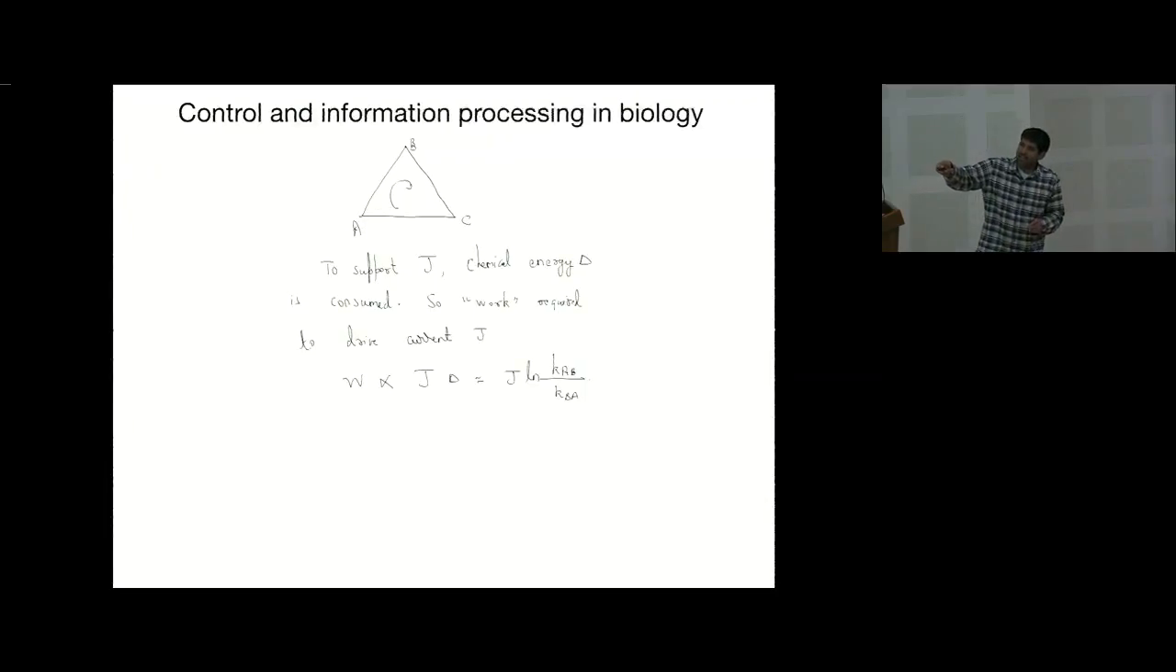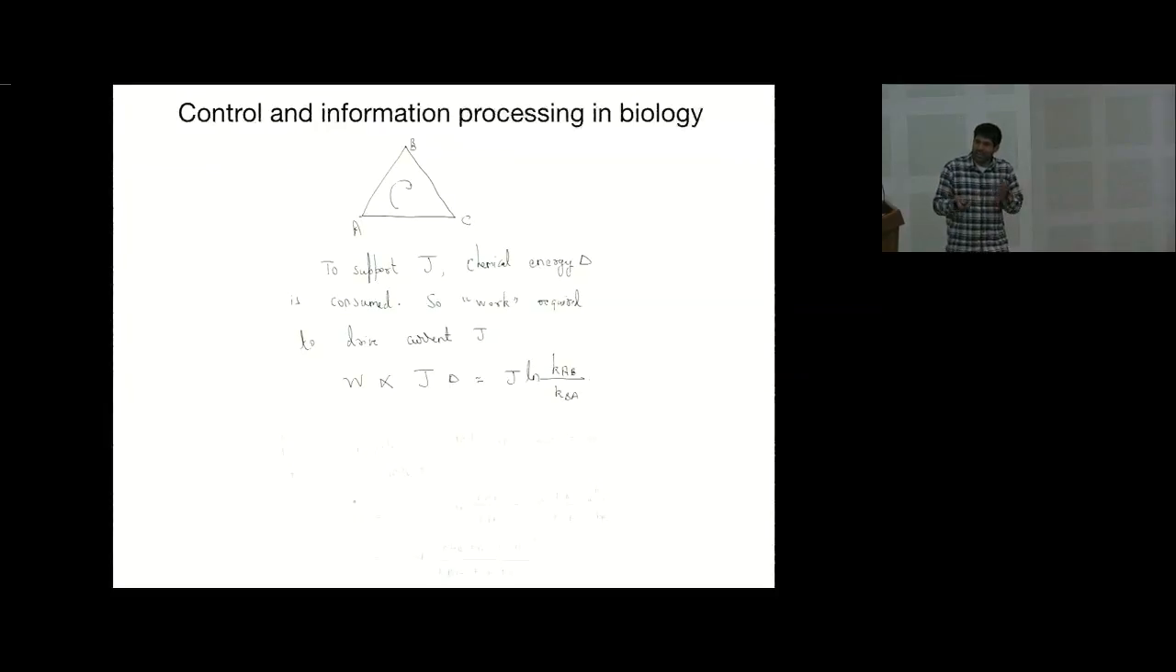This delta is, in this case, so if I take the product of the current and the chemical energy delta, it's basically equal to the product of J and the log of K_AB over K_BA. I define the product of the flux times this quantity, which I call a chemical affinity or a chemical potential, as something like a power. Right, so this has some units of energy, this has some units of flux, and if I take the product, I get something that looks like a power.